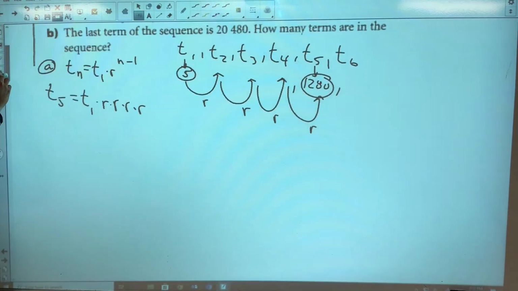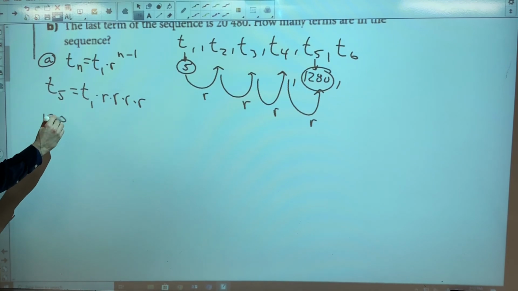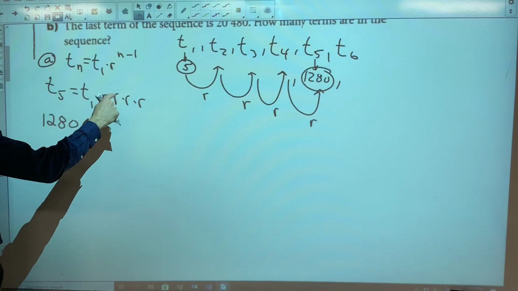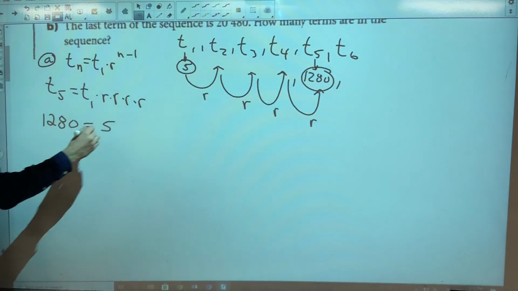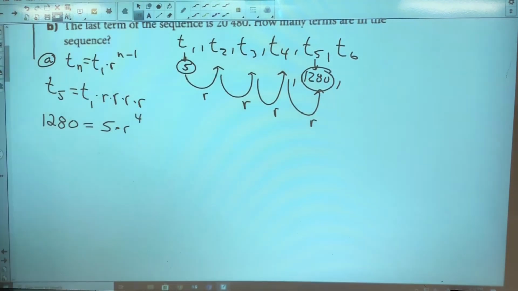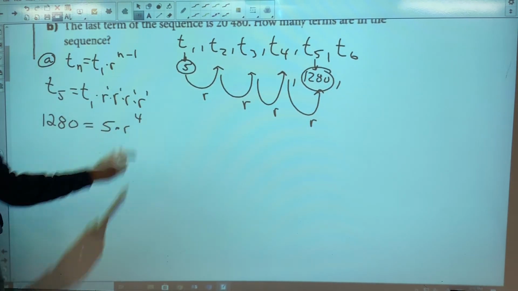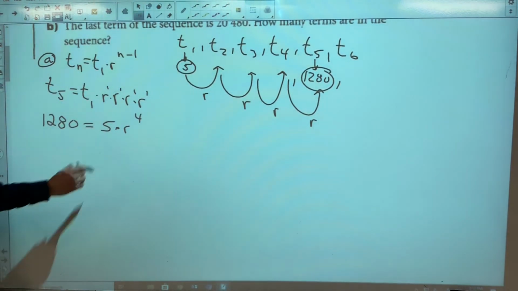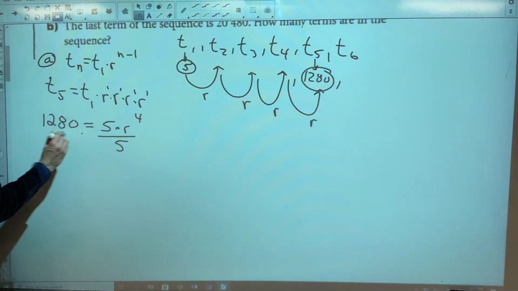So we can start plugging in some numbers. We know term 5 is 1,280, and term 1 was 5. What's r times r times r times r? It's r to the 4, right? Same base, so you're adding up the exponents. So now you could solve for that. You could divide both sides by 5.